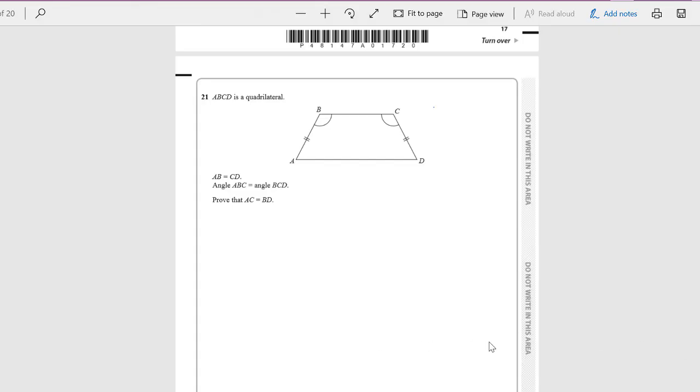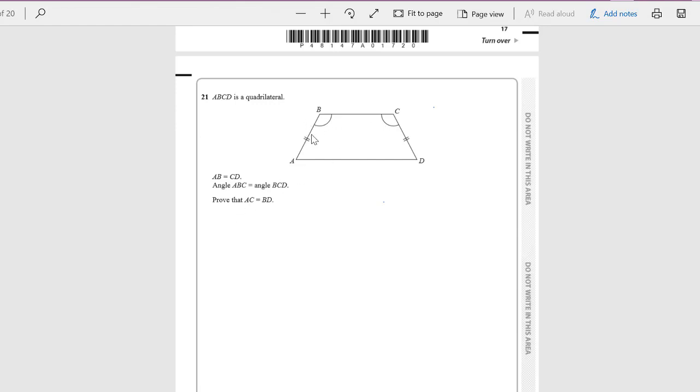Okay, question 21. So it says here ABCD is a quadrilateral. AB equals CD, and you can see these dashed lines there, which means they're the same length. And angle ABC is the same as BCD. So these two are the same because they're the same length, and this is a horizontal line. So that means that these angles are going to be the same.